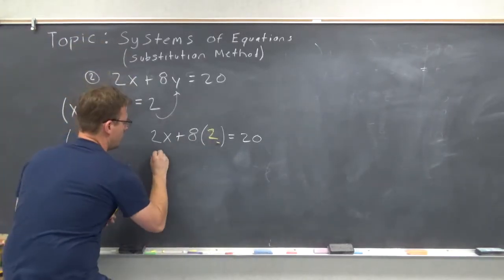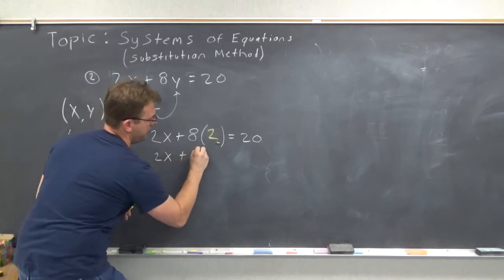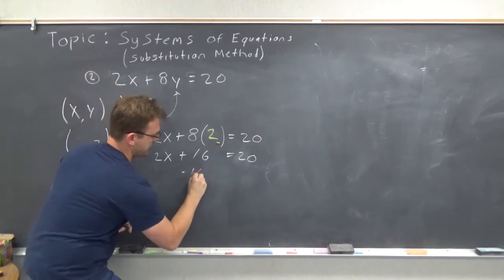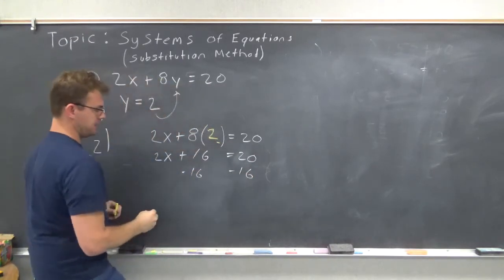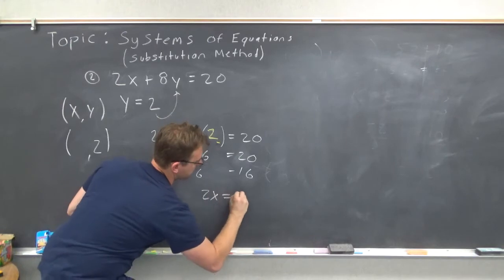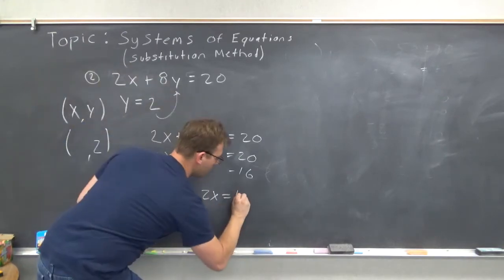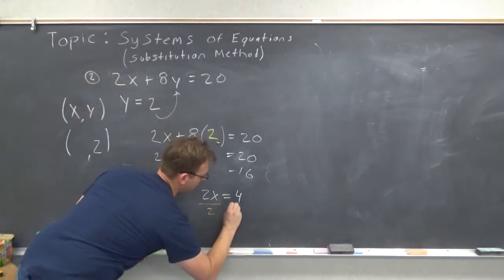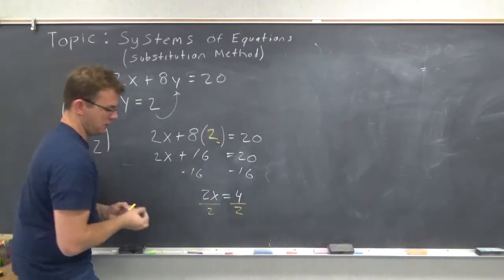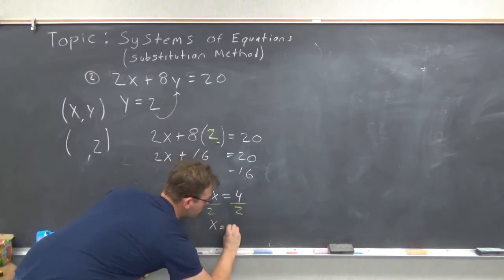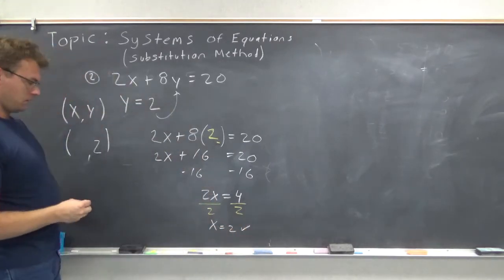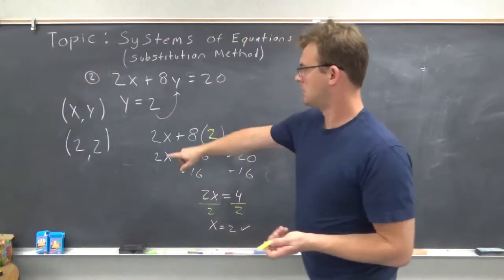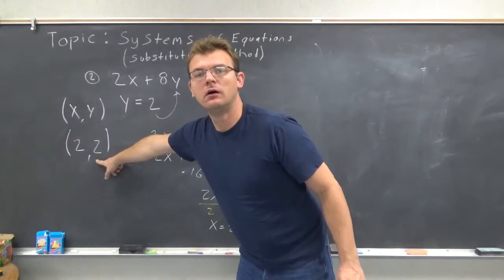So you're going to go 2x plus 16 equals 20, subtract 16, you get 2x equals 4, and now the answer should be divided by 2, x equals 2. So you're going to go 2, 2. So this is your solution now. 2, 2.